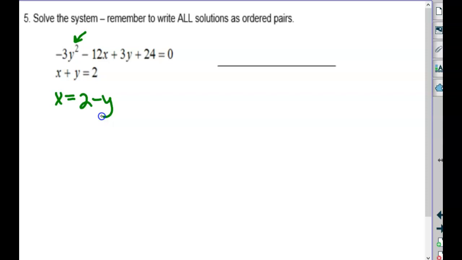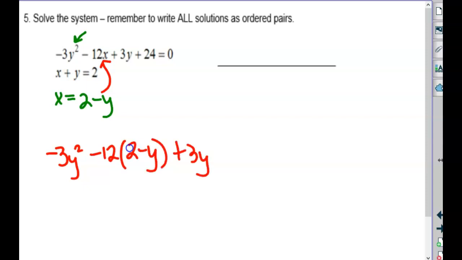What do you think? So try to plan ahead a little bit. If you try it one way and it isn't working, go back and try another way. Now put it in for x. By the way, there was only one x to replace, right? So that was nice. So it's negative 3y squared minus 12, but instead of x, I'm writing 2 minus y plus 3y plus 24 equals 0. Okay, go crazy.